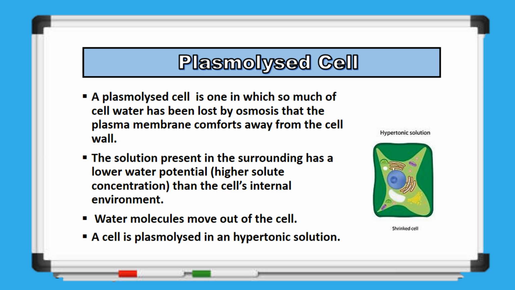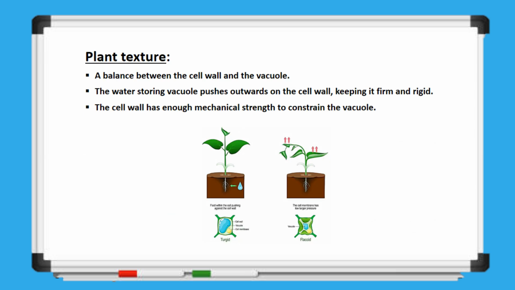the cell wall. Plant texture is maintained through a balance between the cell wall and the vacuole. The vacuole, which stores water, pushes outward on the cell wall, helping to keep the plant firm and rigid. Meanwhile, the cell wall provides enough mechanical strength to contain the vacuole, preventing the cell from overexpanding.